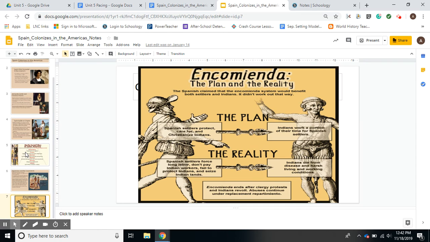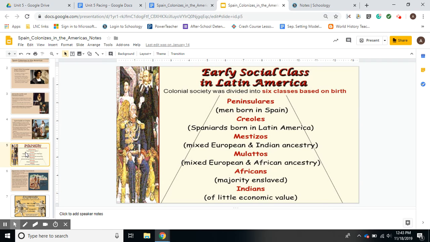So again, you need to know what the encomienda is. And you also need to be able to identify the different social classes here and know what each of them are. So you have to know the difference between peninsulares, Creoles, mestizos, mulattoes. You have to know what each one is in the correct order. Okay, so that's where we are going to stop for today.